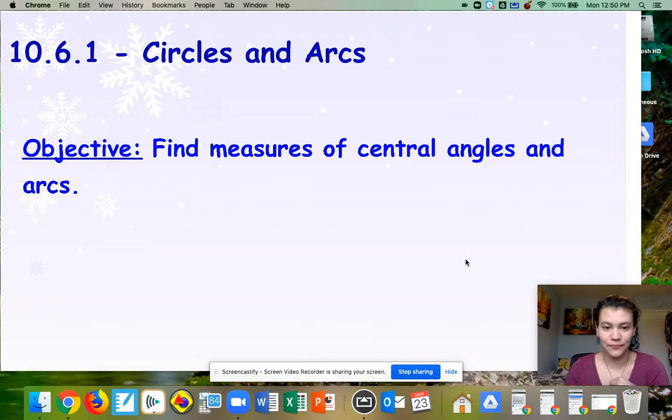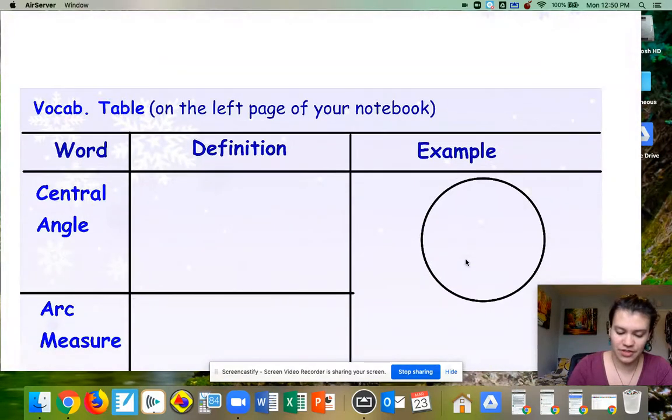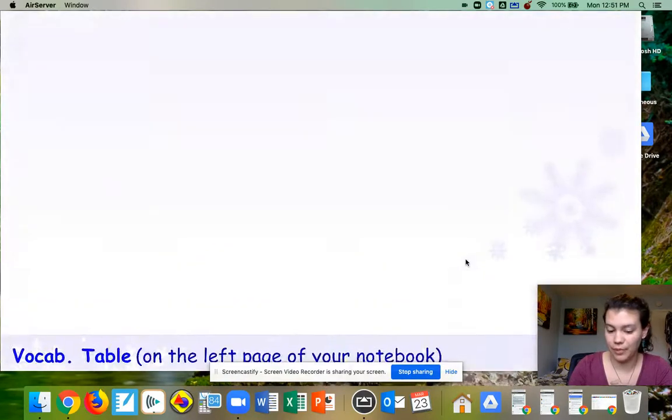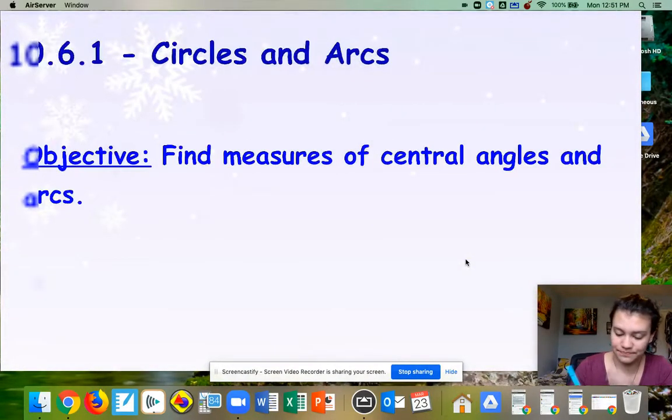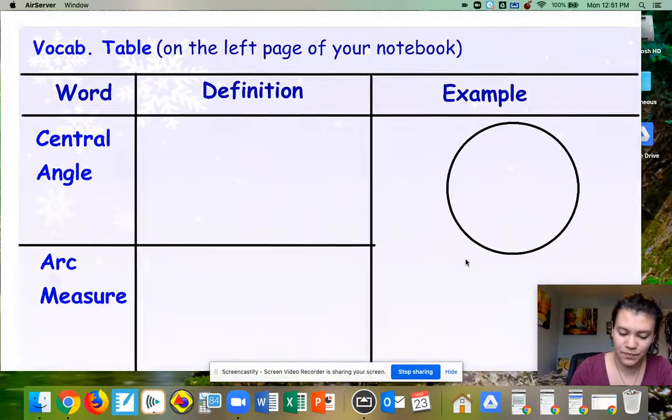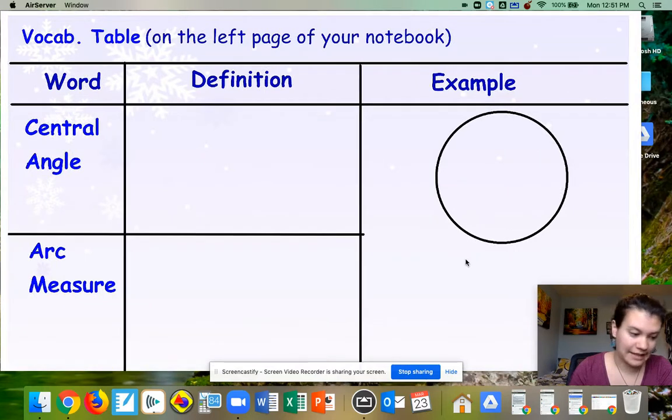Anyways, getting into the lesson, we are finding the measures of central angles and arcs today. So the first definition here is, what is a central angle? I'm going to go back for a second up here and just make a note. If we have an angle like this, right where the two sides meet, this is the vertex. So this should be reviewed, but just in case, there's a note. So a central angle is kind of like it sounds. It's an angle with a vertex at the center of the circle that then comes out to the edge.